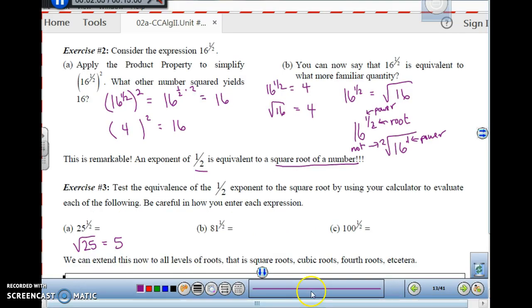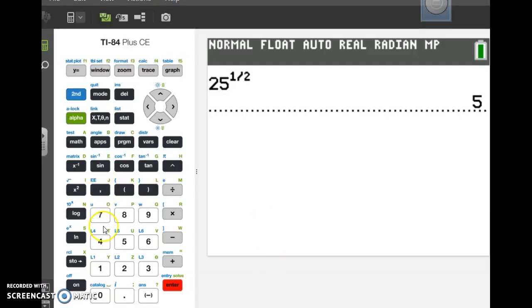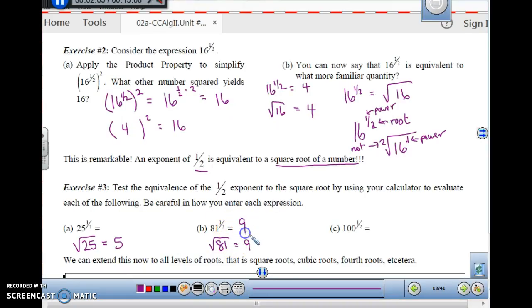If we try the next one, 81 to the 1/2. That actually means the square root of 81, which should be equal to 9. Let's see if that works. 81 raised to the 1/2 power. Yep, it equals 9. So we're correct.